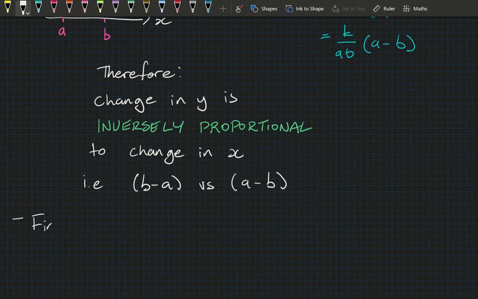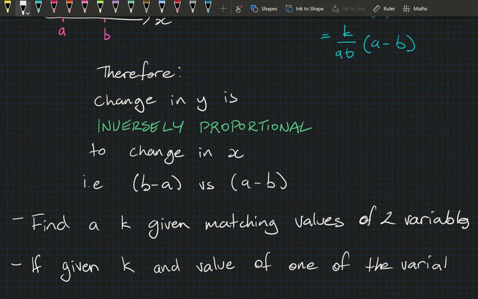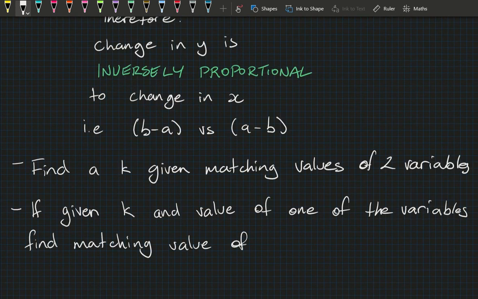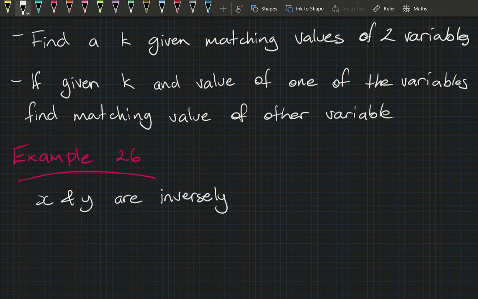And in this section, we're going to find a k when we're given matching values of two variables. And also, if we're given a k and the value of one of the variables, we'll find the matching value of the other variable. Alright, let's get on to that with example 26, where x and y are inversely proportional and y is equal to 6 when x is equal to 10.